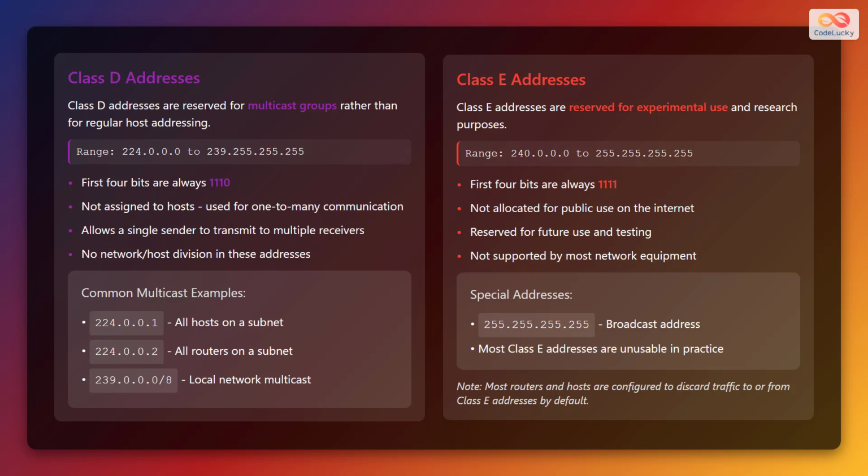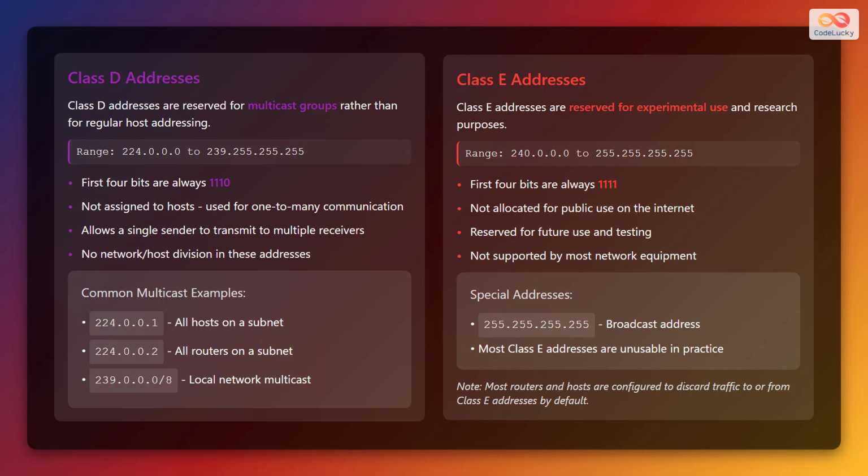Now let's discuss Class D and Class E addresses. Class D addresses are reserved for multicast groups. The range for Class D is 224.0.0.0 to 239.255.255.255. The first 4 bits are always 1110.